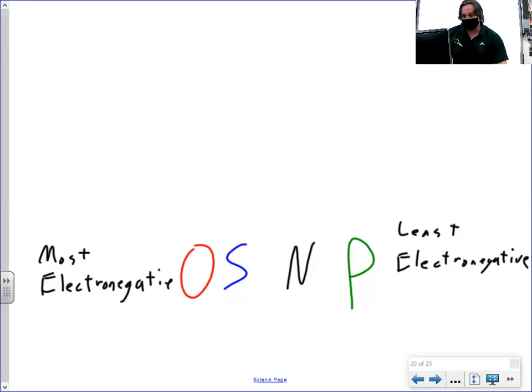Then the last question I have on the test is another electron configuration one, where I give you an electron configuration and you tell me everything that's wrong with it. That's pretty much it. Feel good? Any questions? All right, guys.